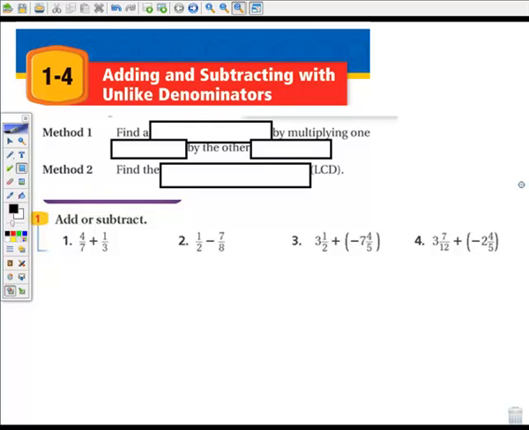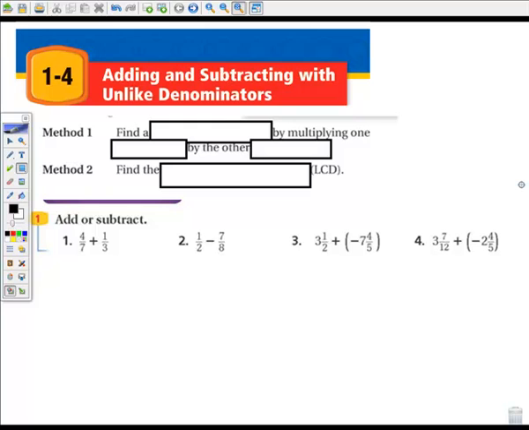All right, so far you have multiplied rational numbers in fraction form, you have divided rational numbers in fraction form, and now we're going to add and subtract fractions with unlike denominators. Remember, if you have a common denominator, you can simply add the numerators and keep the same denominator.